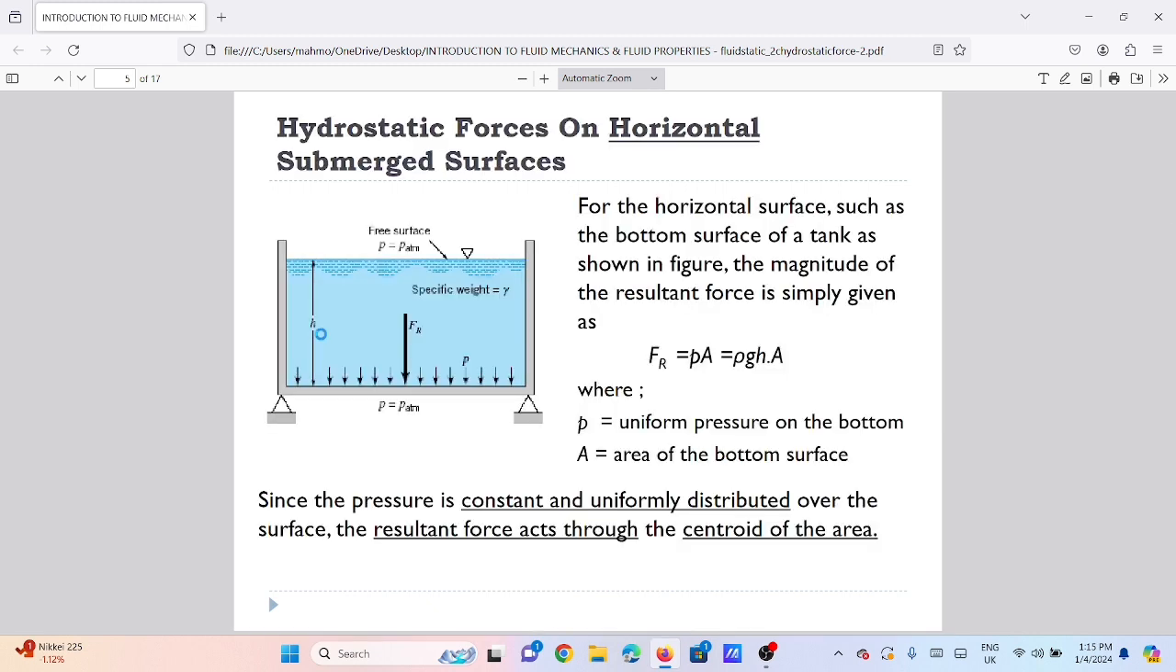Hydrostatic force on horizontal submerged surface. We can see the diagram here is about a horizontal surface, such as the bottom surface of a tank, as shown in the figure. The magnitude of the resultant force is simply given as shown below. FR is equal to PA, where P is rho gh, the uniform pressure on the bottom, and A is the area of the bottom surface. Since the pressure is constant and uniformly distributed over the surface, the resultant force acts through the centroid of the area.